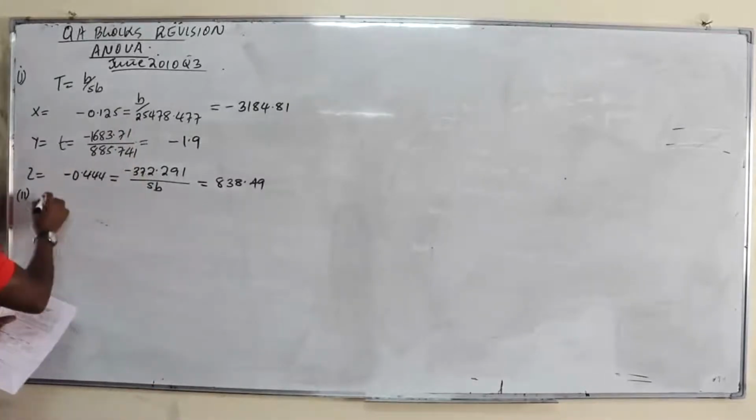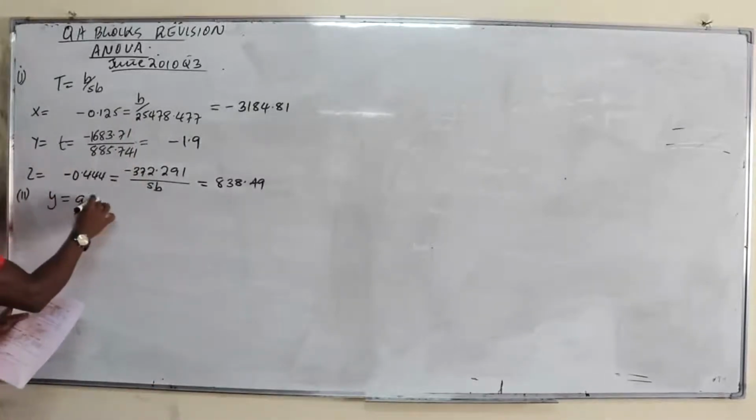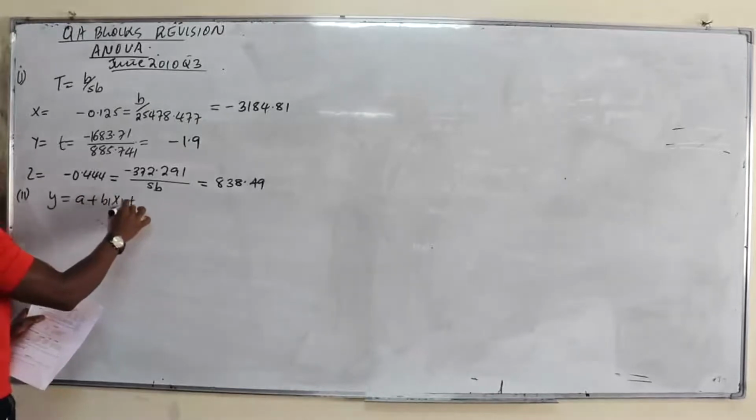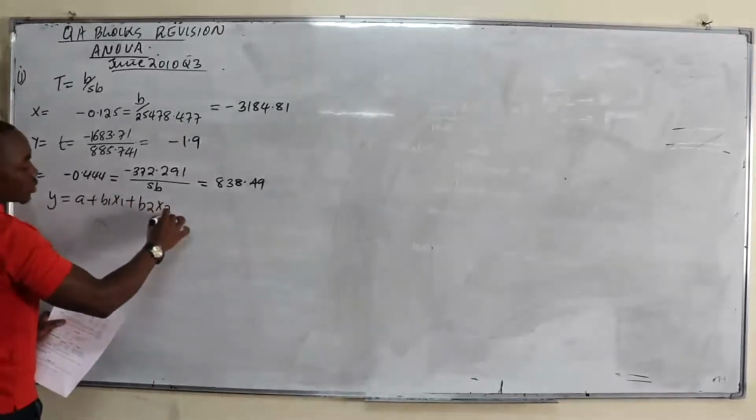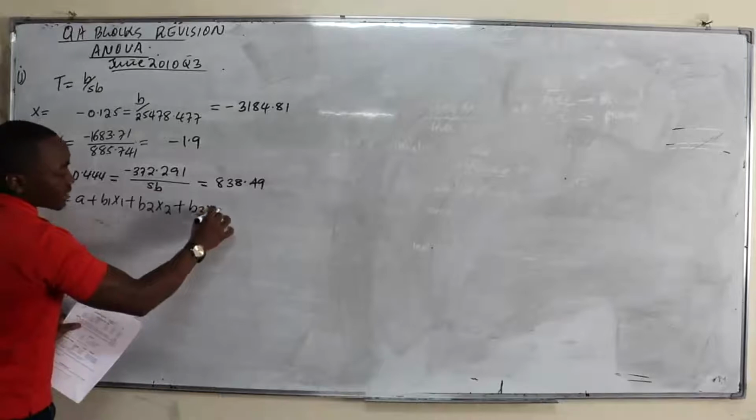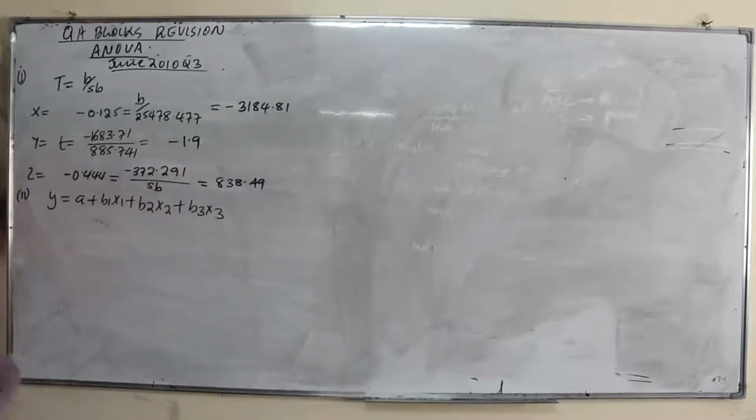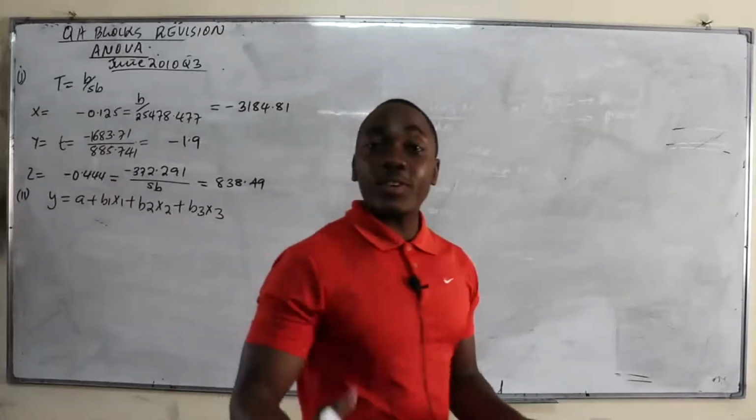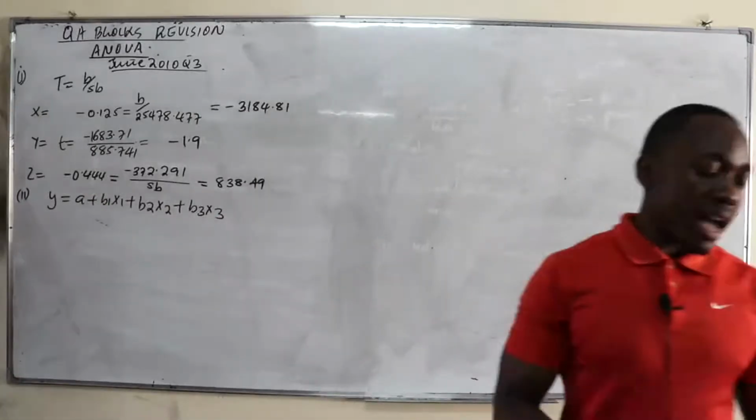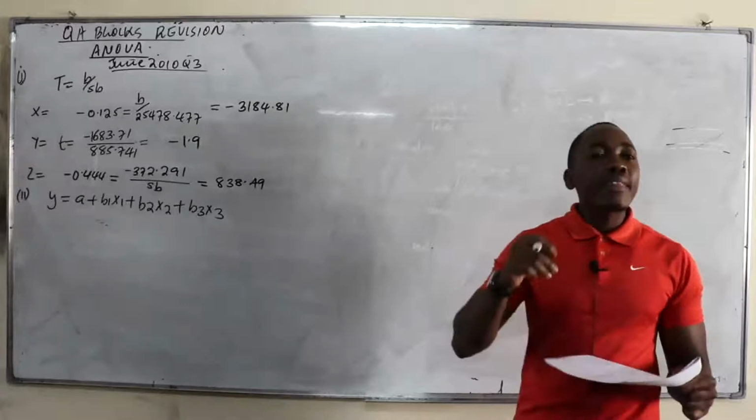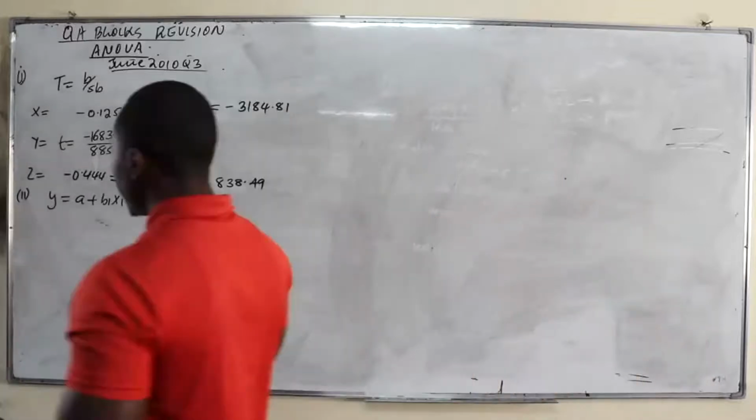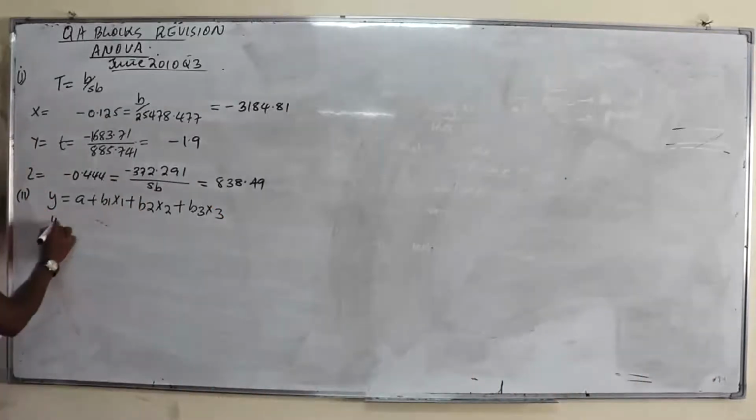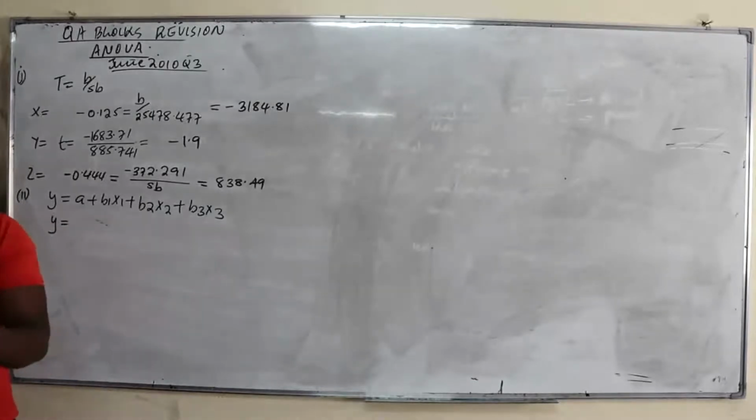That means our equation will be y equals a plus b1x1, plus b2x2, plus b3x3. What does B indicate? It's the same as the coefficient. Can you go to the coefficient table? Can you see where you have B? Yes, B are the coefficients. So it will be like this: y equals A. A means the constant. Do we have B for the constant?